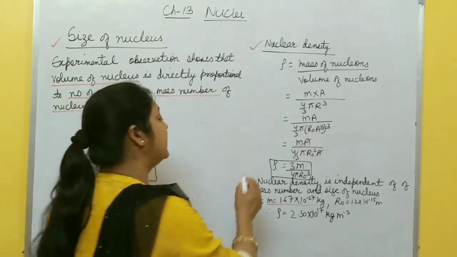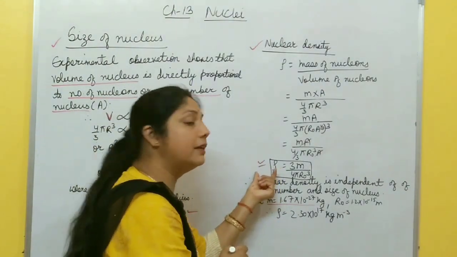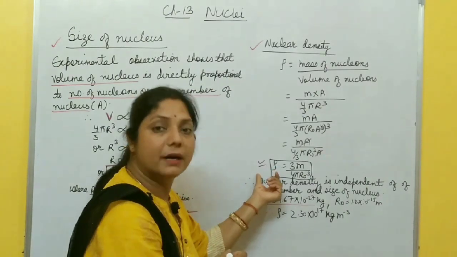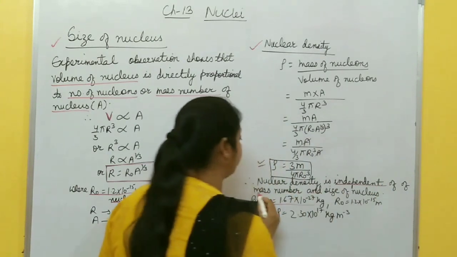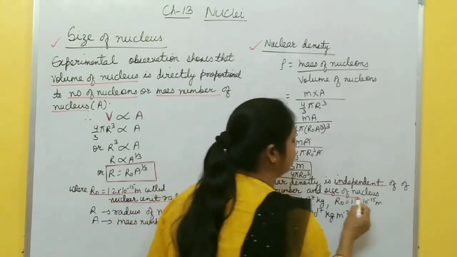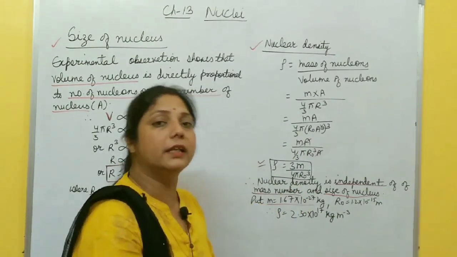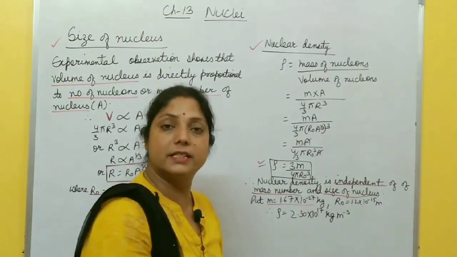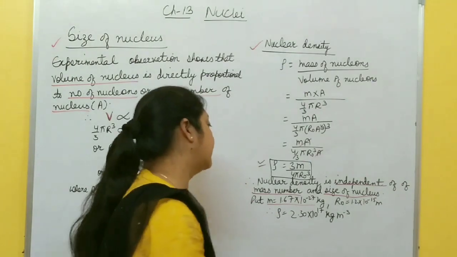cube. From this expression, it's clear that this nuclear density is independent of radius, mass number. It means nuclear density is independent of mass number, and radius means what? Size of nucleus. It shows that for all the elements, nuclear density is same. It is independent of mass number and size of nucleus.